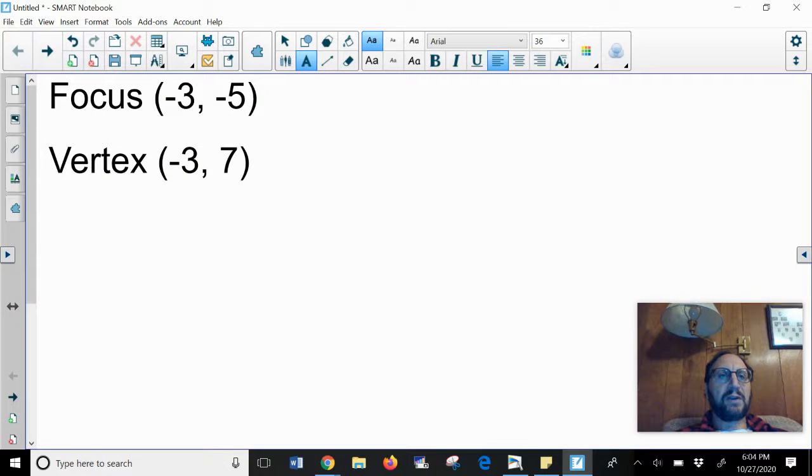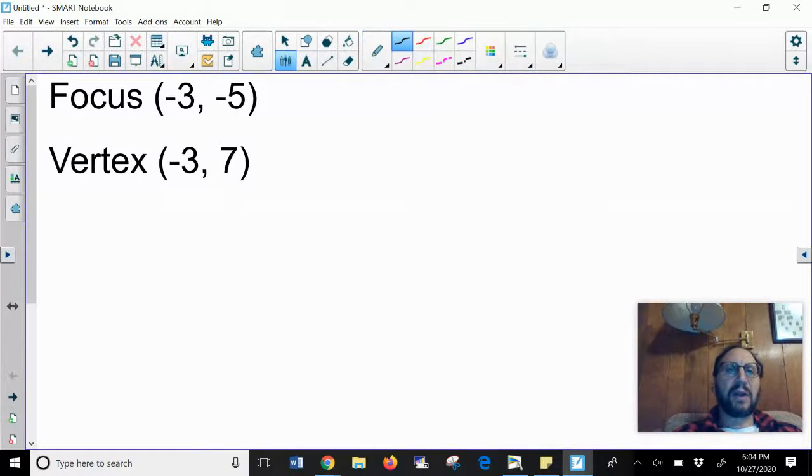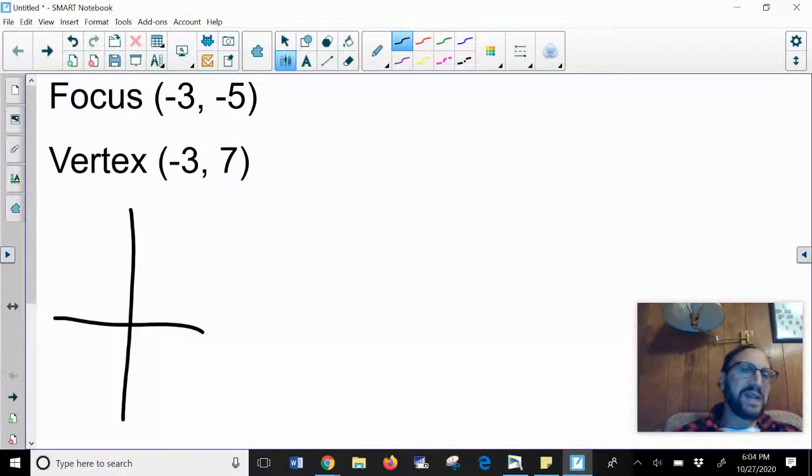So in this video, I'm going to show how to find the equation of a parabola using just the focus and the vertex, and find the p-value and the directrix along the way. So it's important to understand what it is that you're looking at. So for instance, in this problem here, I'd like to be able to see what's happening.